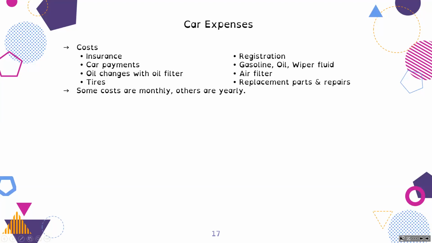You also need to pay for registrations and licensing, then gasoline, oil, wiper fluid, things that you use up, consumables, air filters, any replacement parts and repairs. These are all things that you need to be planning for as they come up. Some of these costs are monthly and you just do them constantly. Other things happen once a year or every 4 years, but then are bigger expenses and you need to plan and save for them, because all of a sudden you need new winter tires or new summer tires, and that's going to be a couple $100. And so having planned for that makes it more manageable.